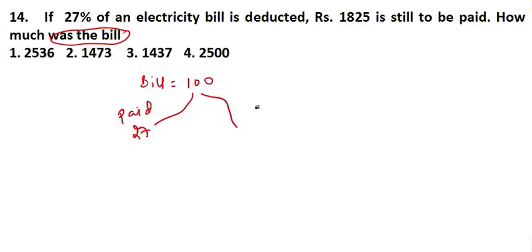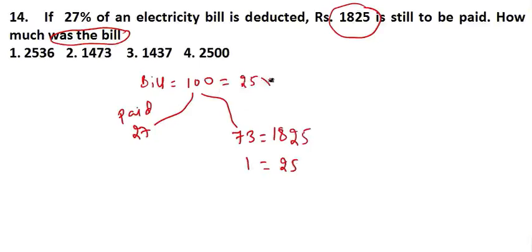Now how much do I have to pay? I have to pay 73, and this 73 is equal to 1825. So if you divide, you get 1 represents 25. If 1 represents 25, then what does 100 represent? It represents 25 into 100 equal to 2500. So my original electricity bill for a month was 2500. Option 4 is the right answer.